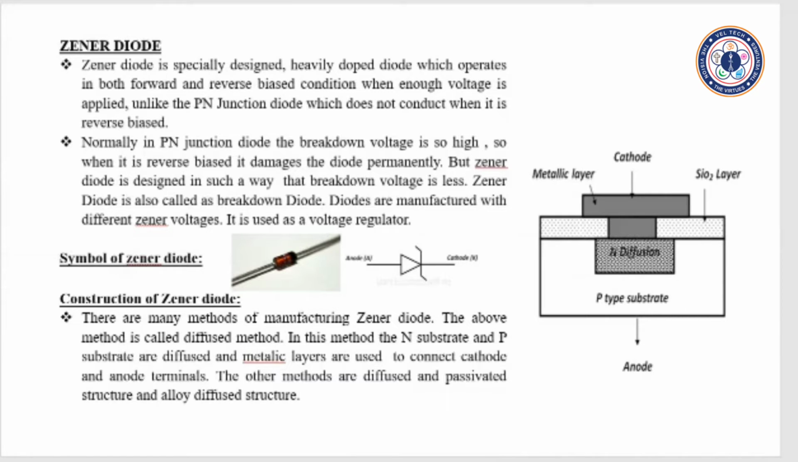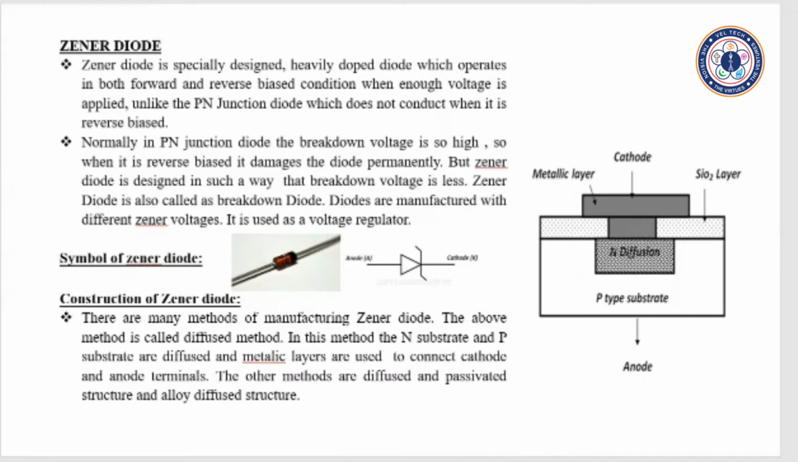The difference between the PN junction diode and the Zener diode is that the Zener diode is a specially designed diode. It is heavily doped and it will operate in both forward and reverse bias condition. The PN junction diode has a high breakdown voltage, so when we give a high reverse bias voltage, it will damage the diode permanently. In order to avoid that, we have to design the Zener diode in a better way.